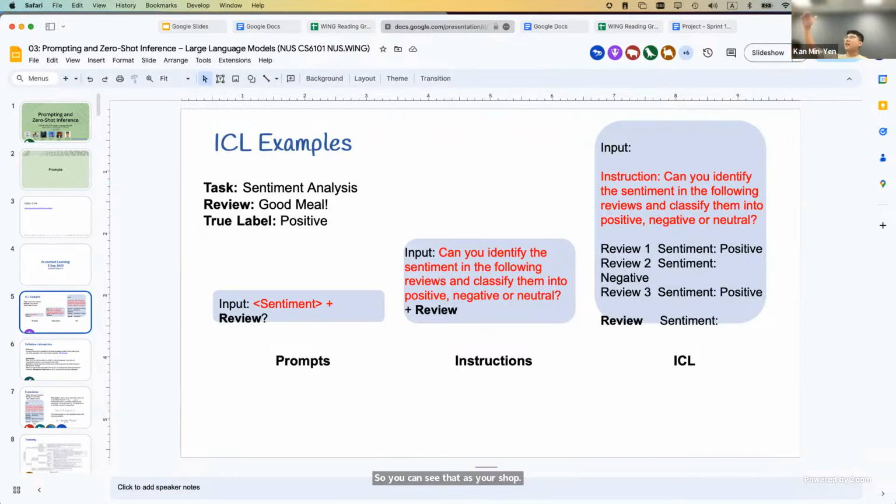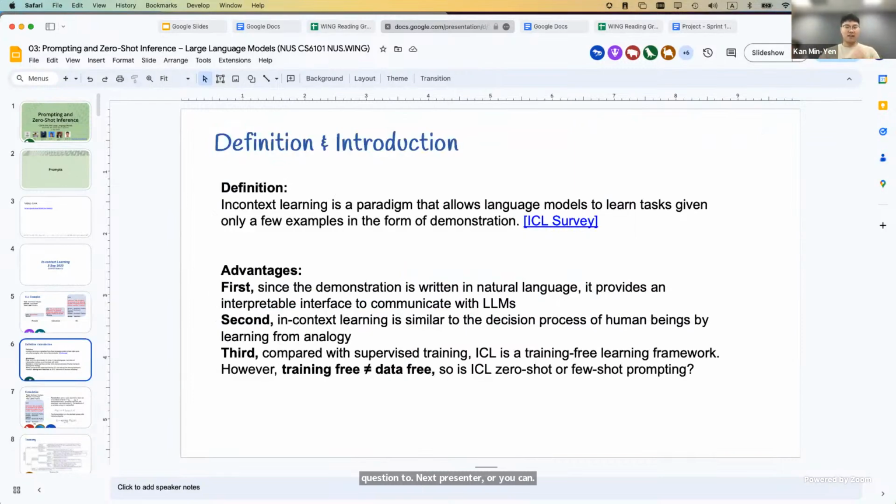So for the same examples, I just randomly assign any labels to the model, and I use this to serve as my ICL prompting. Is that zero-shot or few-shot? Okay, we can leave this question to the next presenter, or you can answer after my presentation. So this is a question we can think about later, right?